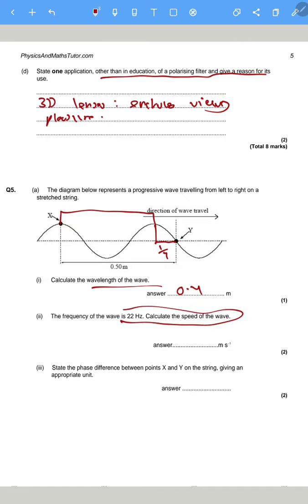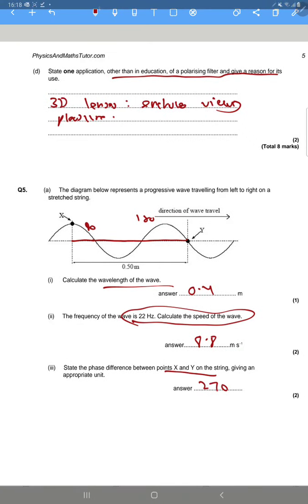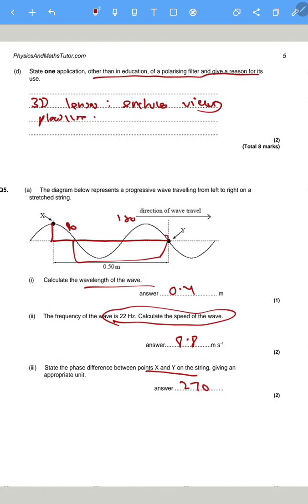Frequency is that. Calculate the speed. So wave speed equals frequency times wavelength. So 8.8. Phase difference between point X and point Y, giving appropriate units. Okay then, so that is the phase difference. So that is 180, that is 90 plus 180 is 270. I'm pretty sure. Yeah, but that's 90, and then there's a whole wavelength.